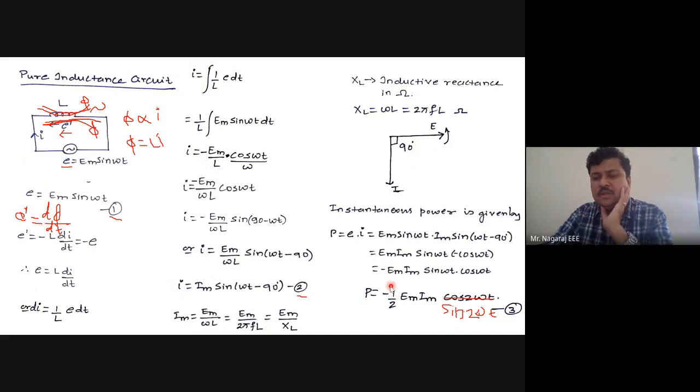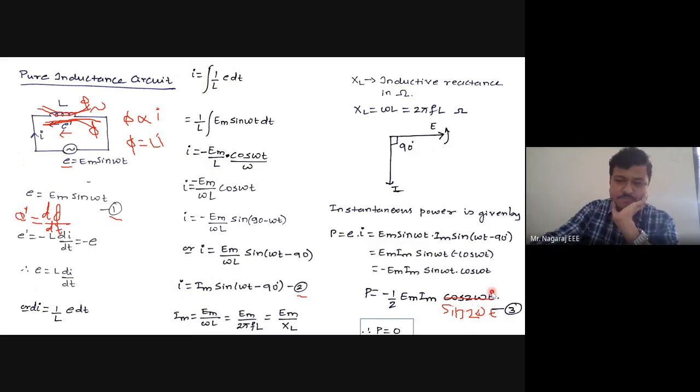Therefore, the RHS of the power equation should be discarded. So my power equation becomes 0. P equal to 0. What does this mean now? So power consumed by the pure inductance is 0. Power consumed by the pure inductance is 0.